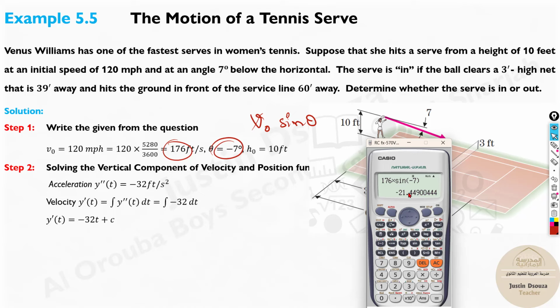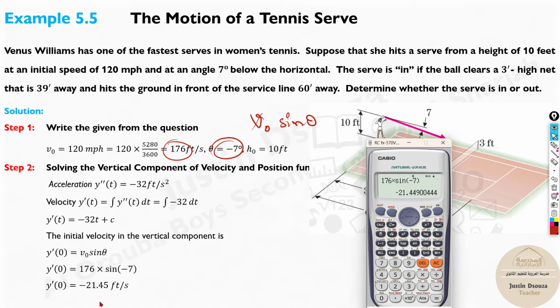The c value is not 144 something. It's negative 21.44. Why? Because I'm using degrees for theta, right? So whatever theta value is input is in degrees. So here the answer will be negative 21.45 feet per second. Now integrate this, and what happens? So now this is basically the initial, that is c value, the constant value. Now this is the final answer for velocity, but you need to integrate this again to get the position.